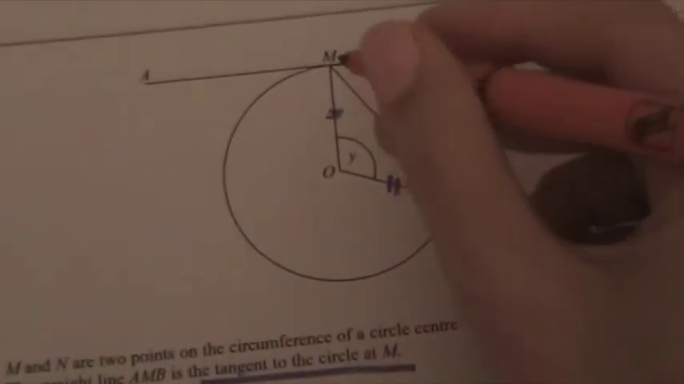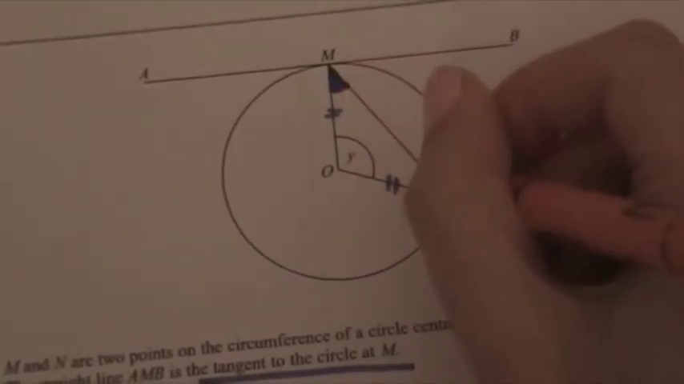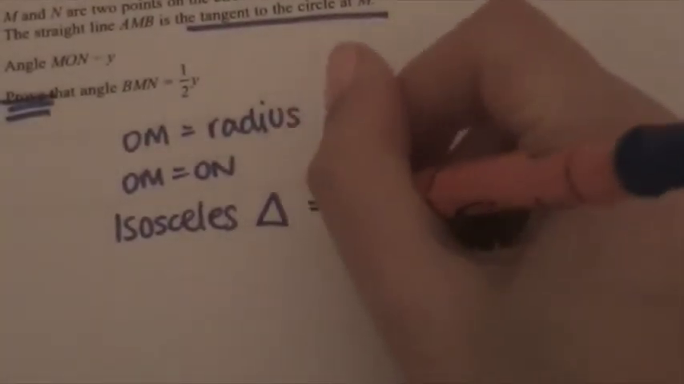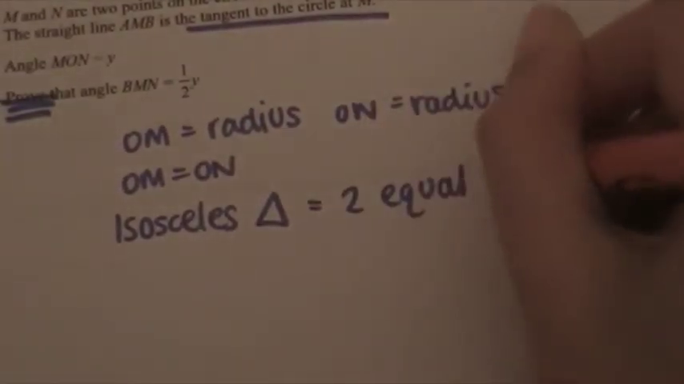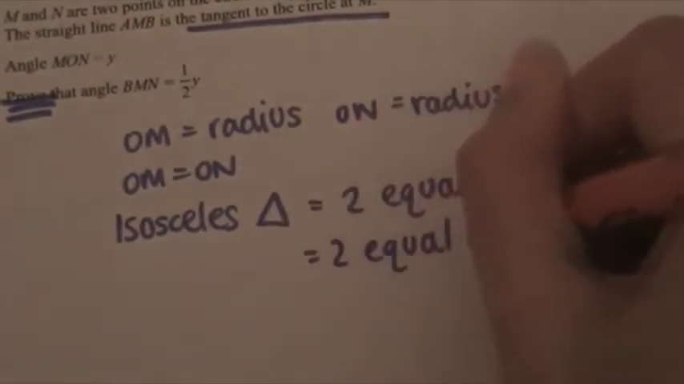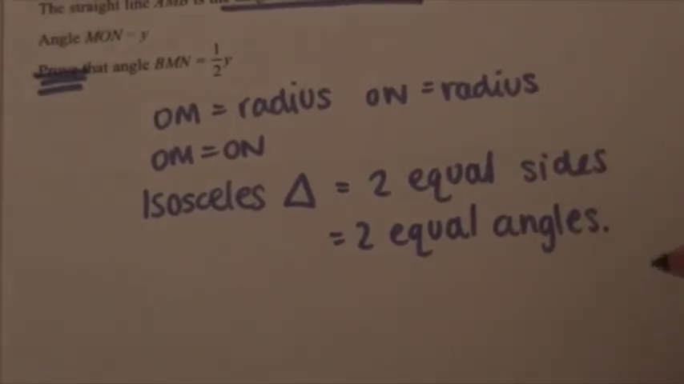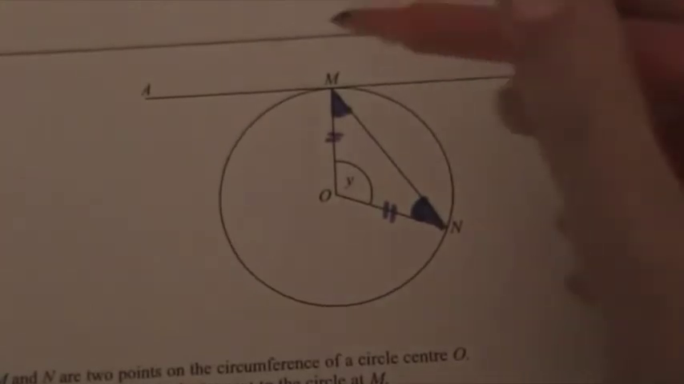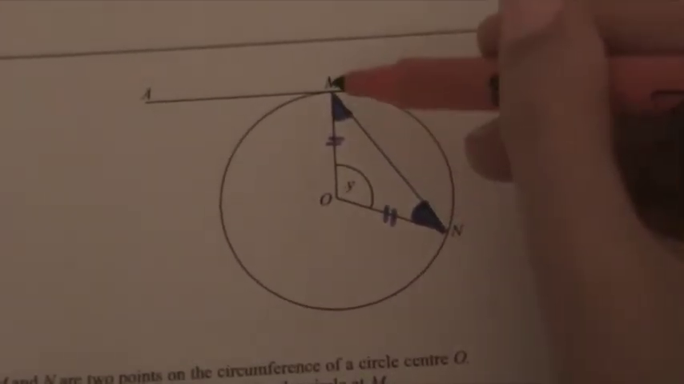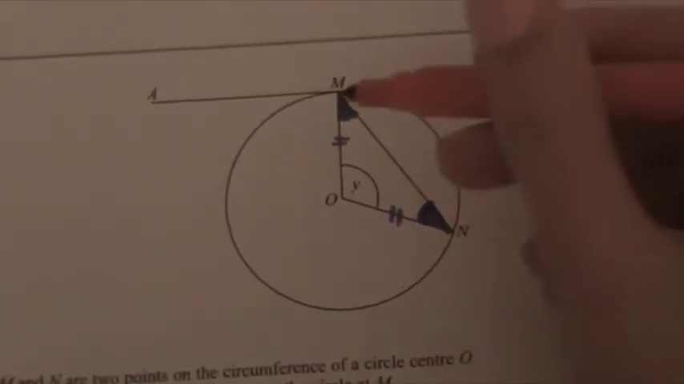We know that isosceles triangles have 2 equal sides, which we've marked on. They also have 2 equal angles, here and here. So, if we wanted to find one of those angles, we know that the angles in a triangle add up to 180. And if we took away y, it would leave us with what these 2 angles are. And as we know they're exactly the same, we would divide by 2 to get one for each of those.